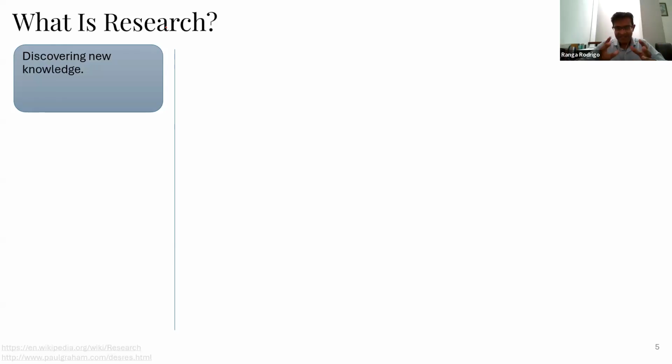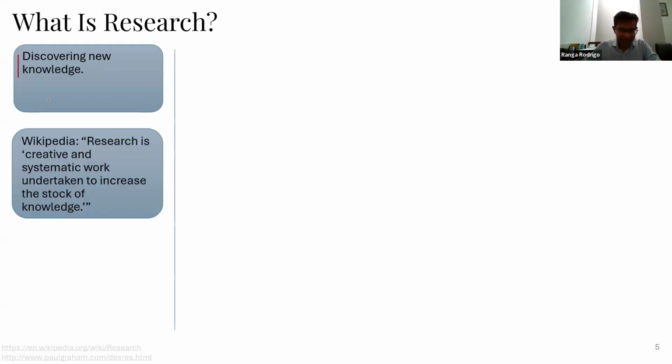But for us, the researchers in academia, what we mean by research is discovering new knowledge. Knowledge that the world did not know about until we discovered it. So, discovering new knowledge is research. If you look at Wikipedia, it says research is creative and systematic work undertaken to increase the stock of knowledge. The stock of knowledge the whole world has will have to be increased by the little research that we do. Not by a substantial amount, but by a tiny amount, we increase the amount of knowledge the world has. This is about research.